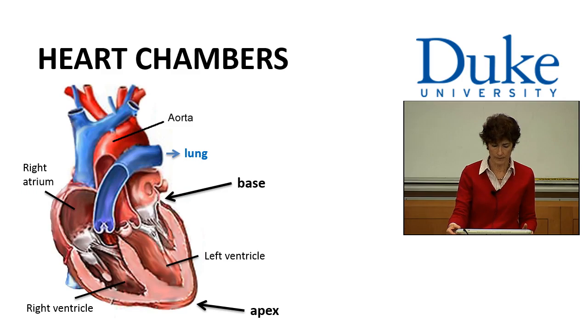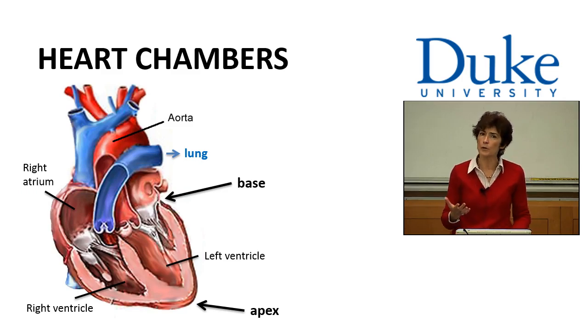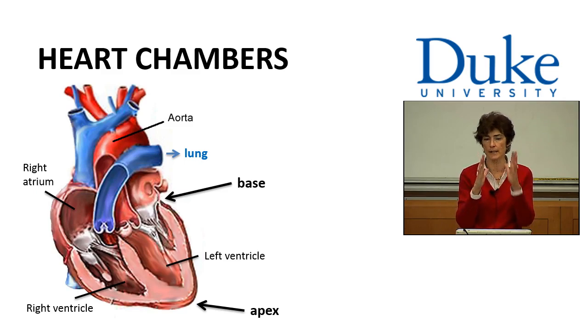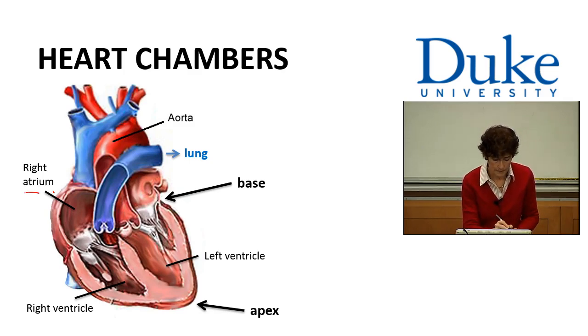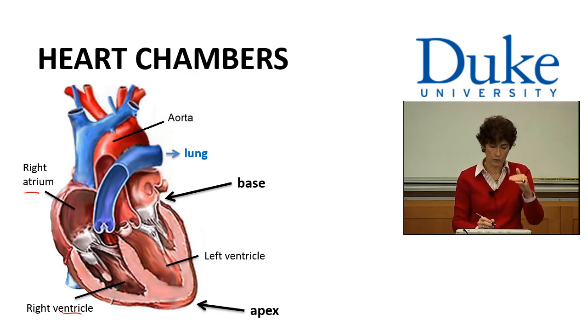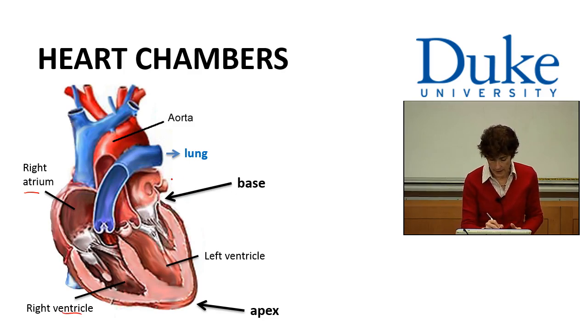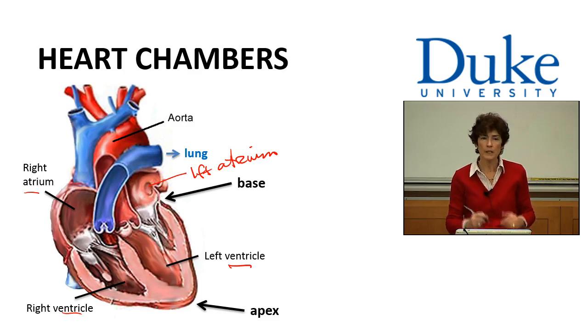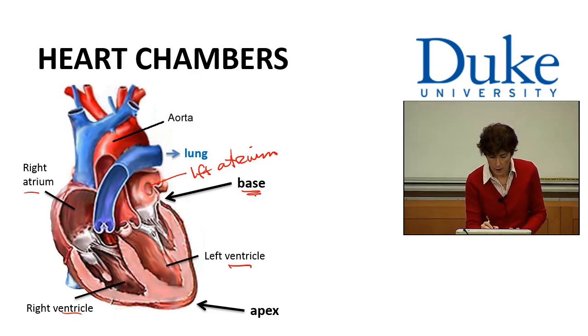So let's get started. The first thing is, as you recall, the last time we met, we said that the heart has a right side and a left side, and that on both sides, the right and the left, there are two chambers. The upper chamber is called an atrium, and the lower chamber, the ventricle. So we have a right atrium and a right ventricle. And we have a left atrium, which is shown here, and the left ventricle.